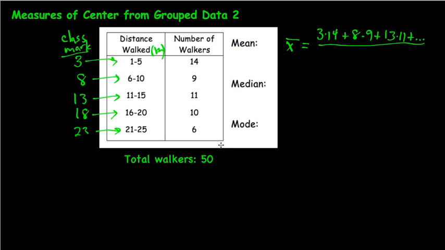Divided by, I have 50 total walkers here, so divided by 50. And for this one, we get a mean distance of 11.5. And that would be kilometers.